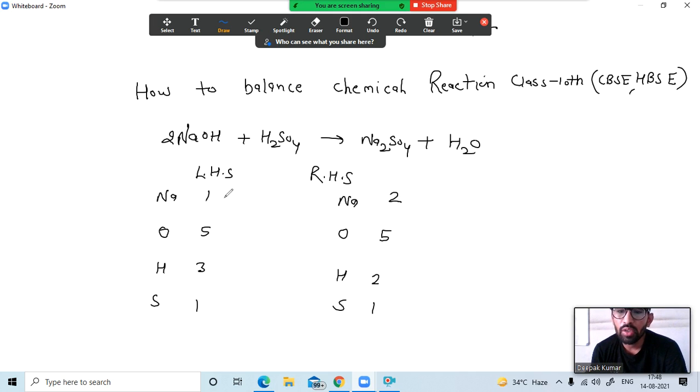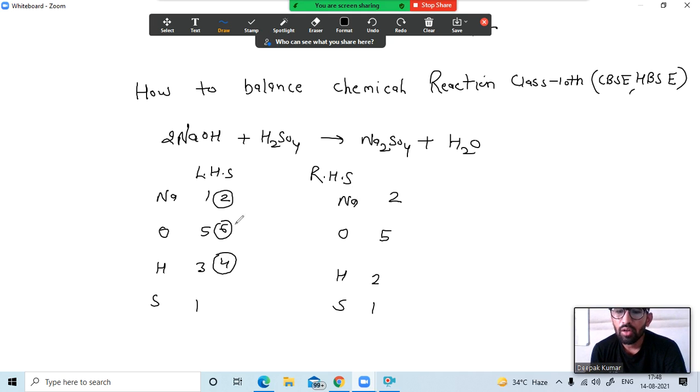When you multiply by 2 the sodium is balanced, but then the oxygen is 2 and hydrogen is 2. Now when you multiply by 2, oxygen is 2 and there are already 4 oxygen, so now there are 6 oxygen. Hydrogen was 3 already, and when you multiply by 2 there are 4 hydrogen. Now the hydrogen is 4 but sulfur is only 1.